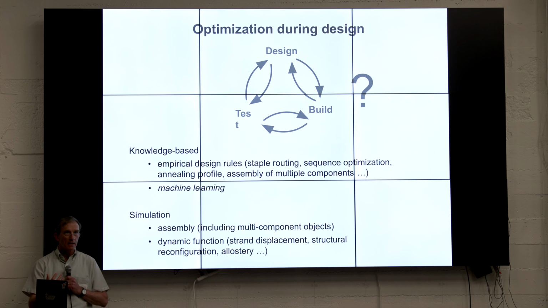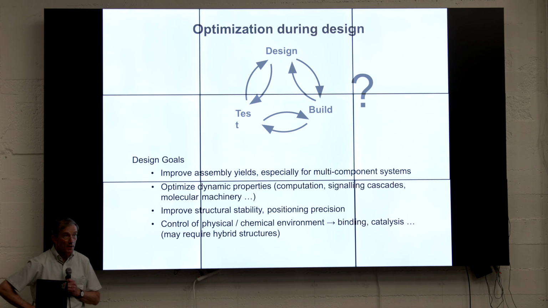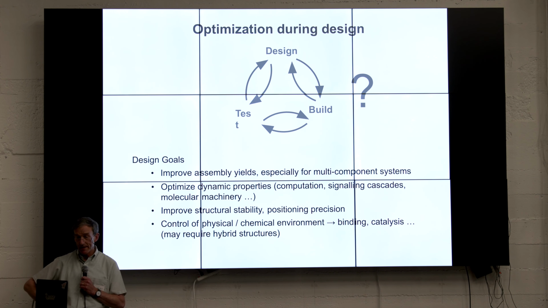When you've made it, it's rarely a static structure you want. It's something with some sort of function. So can you investigate how it operates, simulate the function, simulate a molecular machine, again, get that right before you start to make it. This is what you'd be trying to do: improve your assembly yields, optimize its dynamic properties, whether it's a molecular computer, a signaling cascade, a molecular machine, improve structural stability if that's what you want. Control the physical chemical environment, for example, to control chemical reactions, which is what I'm going to come on to.